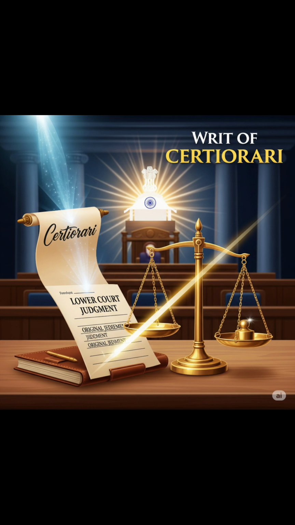Next we have the writ of certiorari. In Latin, certiorari means to be informed of. It is issued by a higher court to quash or cancel an order passed by a lower court, tribunal, or authority when that order was made without proper jurisdiction, in violation of natural justice, or is legally incorrect. Unlike prohibition, which prevents a wrong from happening, certiorari fixes it after it has already happened.